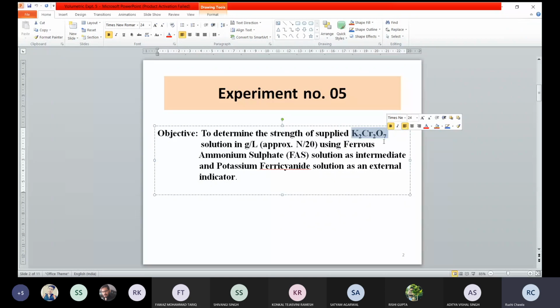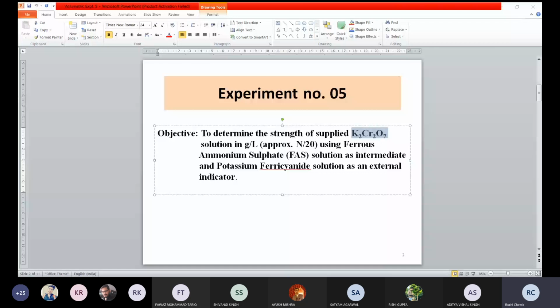Does anyone know about the nature of this compound, potassium dichromate? How does it behave as an agent? Is it an oxidizing agent or a reducing agent? In which medium does it work? Oxidizing. Yes, it is an oxidizing agent, potassium dichromate solution.